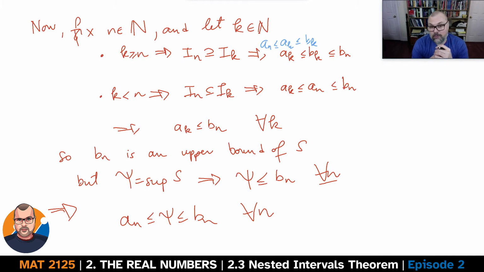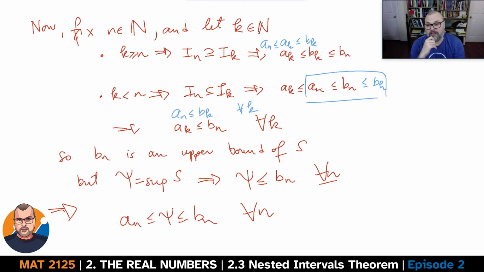And if k is smaller than n, in that case In is contained in Ik again, because this is a nested sequence of intervals, and the inequality that we get out of this is that An is smaller than Bn, which is smaller than Bk. So it's still true that Ak is smaller than An, but we're interested in this one here. What we get is that pretty much no matter what, An is smaller than Bk in both instances.